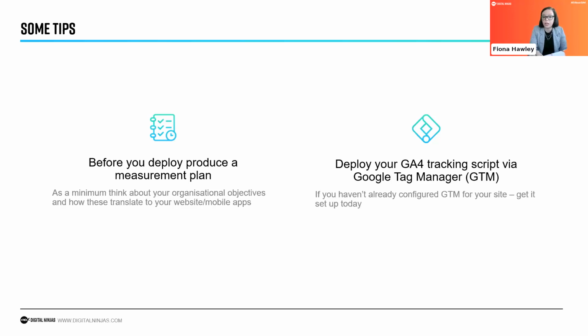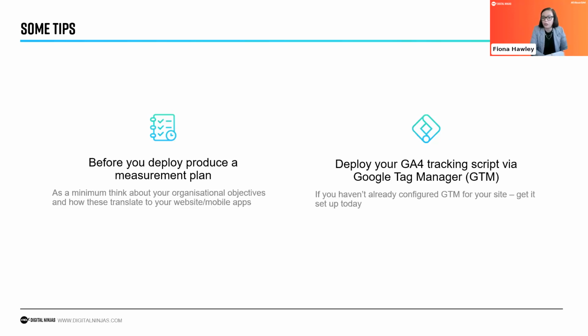Google wants us to adopt GA4 as soon as possible, so they've made it pretty easy. To deploy your GA4 tracking script via GTM, you'll first need to set up your GA4 property in Google Analytics and obtain your tracking ID for that property.